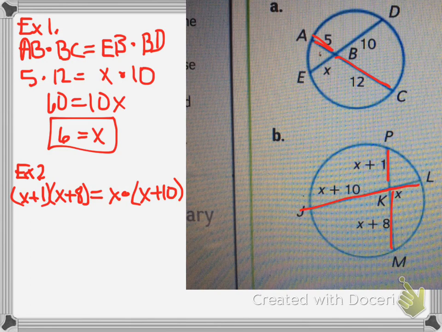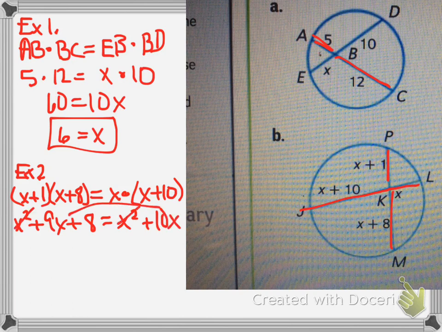What I would recommend there is x times x is x squared, 8 times x is 8x, x times 1 is x, so that would be 9x, and then 8 times 1 is 8. And then we'd have x squared plus 10x. The x squareds would cancel out. I can move the 10x over, that would give me negative 1x. Move the 8 over, negative 8, and then divide, and I would get positive 8.